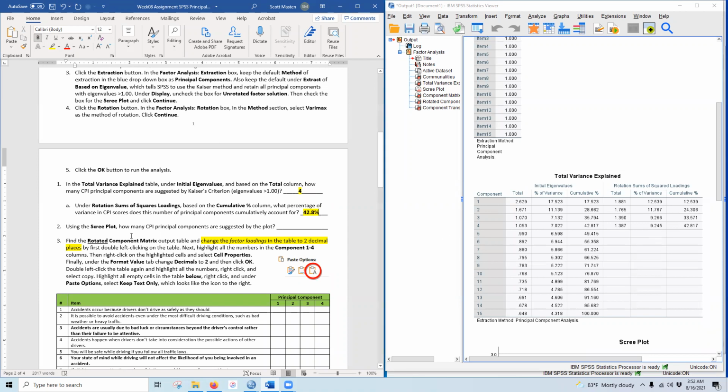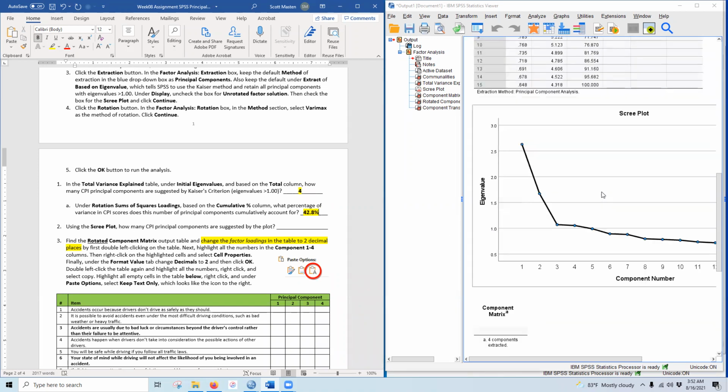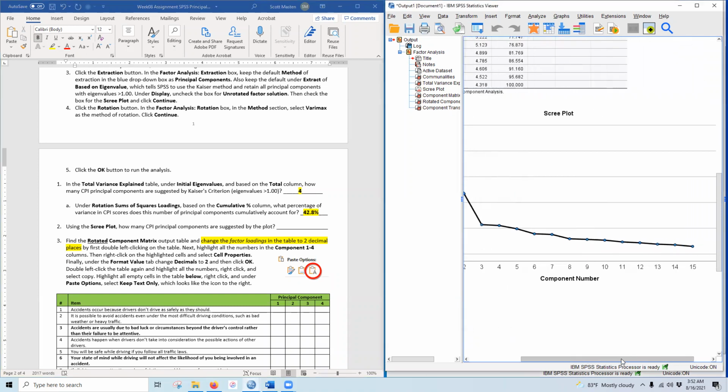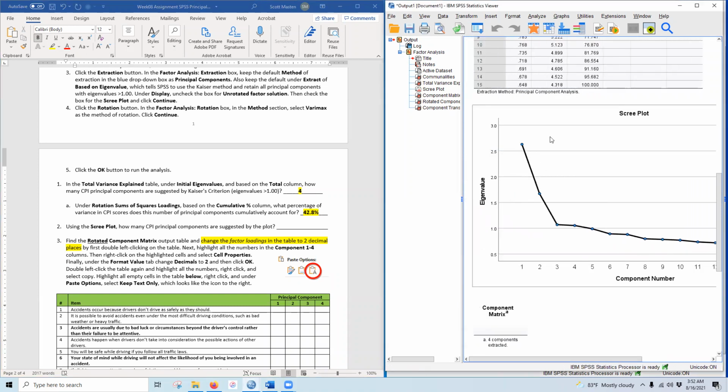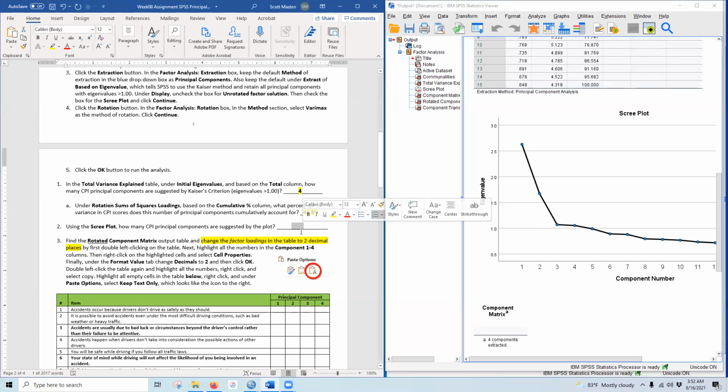So how about the scree plot? How many CPI principal components are suggested by the scree plot? Remember, the way the scree plot works is you look for how many are on the cliff versus how many are rubble at the bottom of the cliff. This suggests 2: two big factors, and then the rest is just detritus at the bottom of the cliff. So this suggests a 2-factor solution might be appropriate, which is pleasing for those of us who made this. It's supposed to have driving internality and externality.